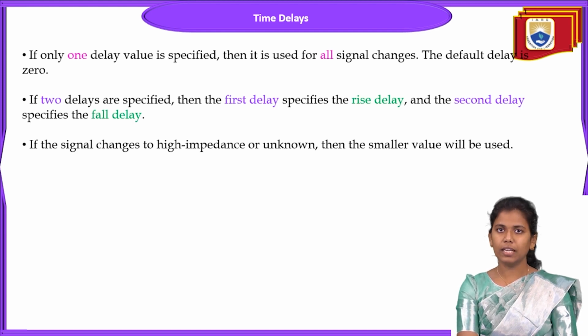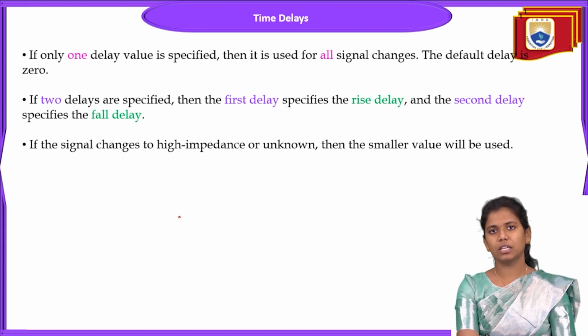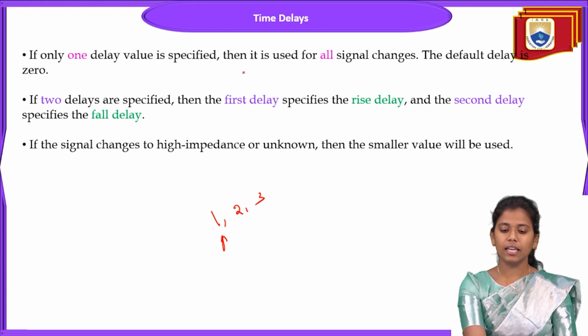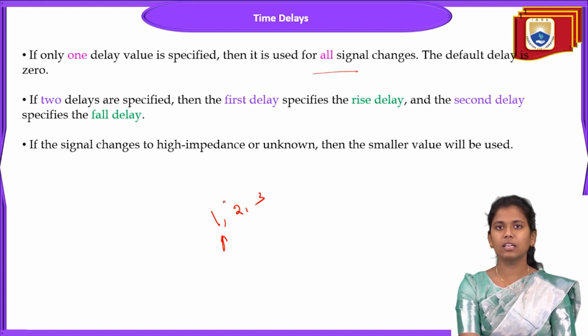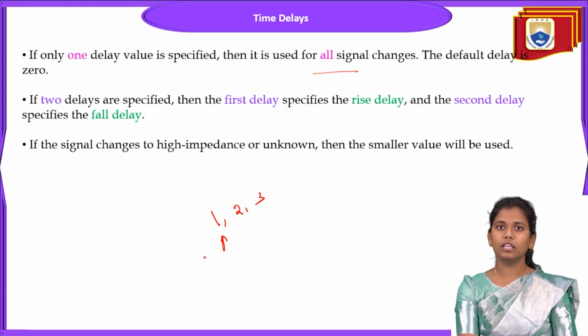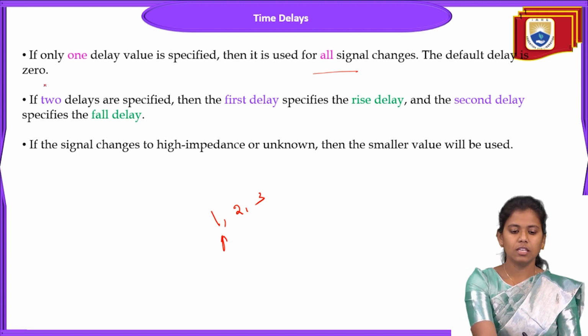So if only one delay value is specified, then it is used for all signal changes. In the delay representation, we sometimes have one delay, two delays, or three delays. When you have one delay, that delay will be specified for all the signal changes. Usually the default value that it will change is 0.